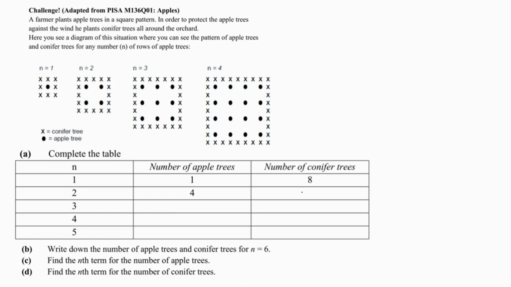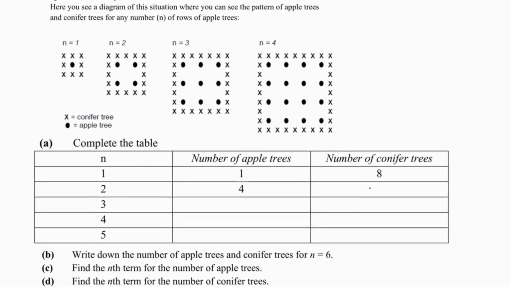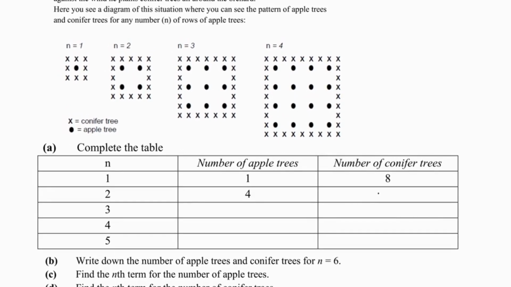So let me just zoom in to work on the table number 1, where every time we have one apple tree, which is denoted by the dot, we would have 1, 2, 3, 4, 5, 6, 7, 8 conifer trees.